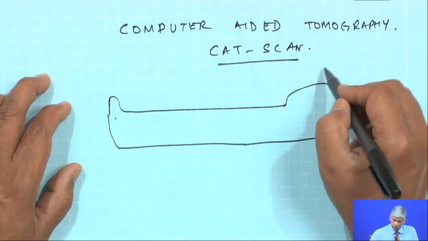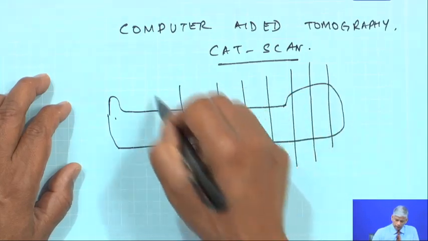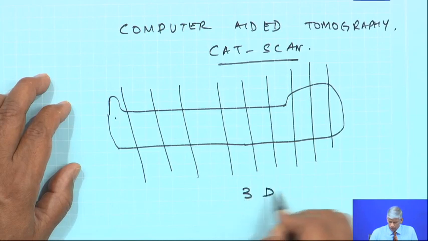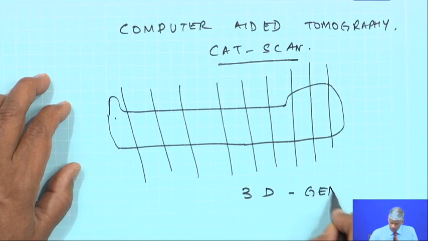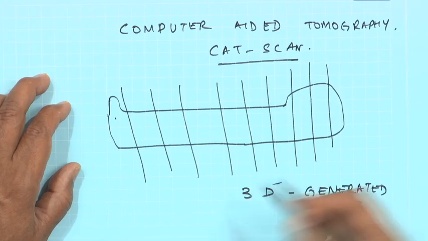You can do a scan, move the X-rays, and then get scanned images of the surfaces, and you can have a 3D generated image. Okay. And they can be all digital also.